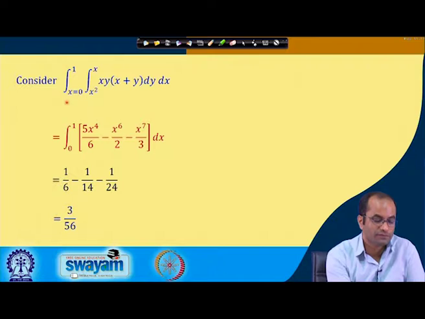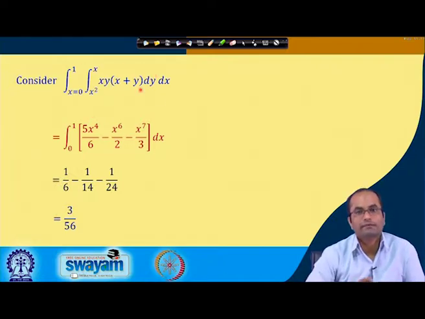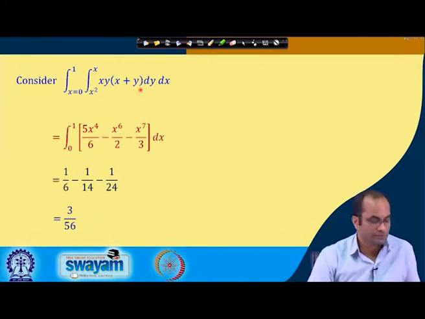So, that is the value of this double integral by taking the integral first with respect to y and then with respect to x, but we can do the other way around as well.